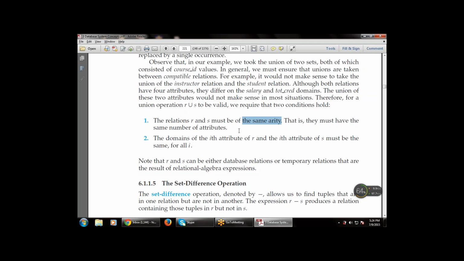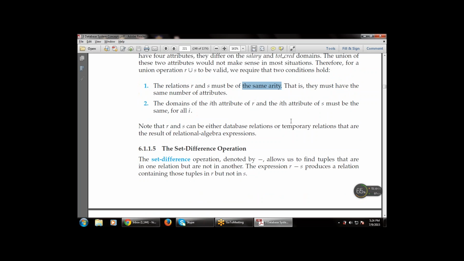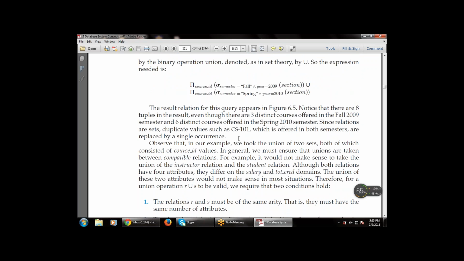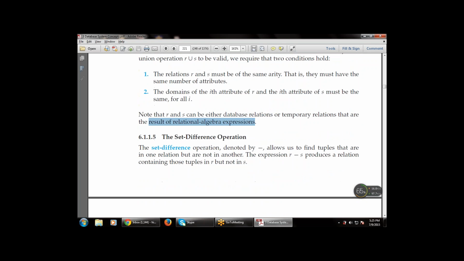Second, the domain of the ith attribute of R and the ith attribute of S must be the same. So the number of attributes is the same, and the attribute domains of one relation equal those of the other. Note that R and S can be either database relations or temporary relations that are the result of a relational algebra expression. So this is how to find the union among different relations.